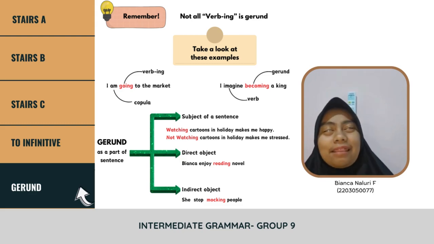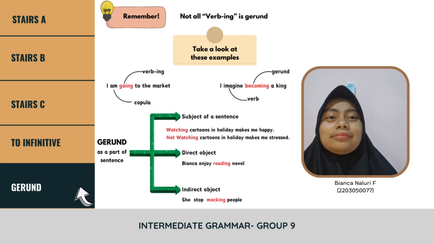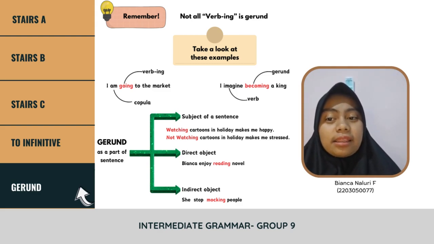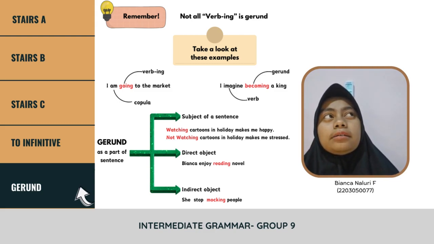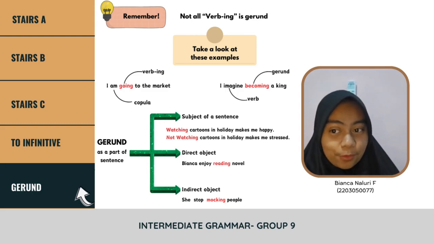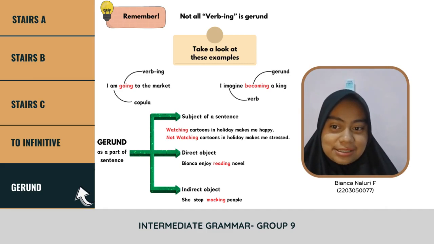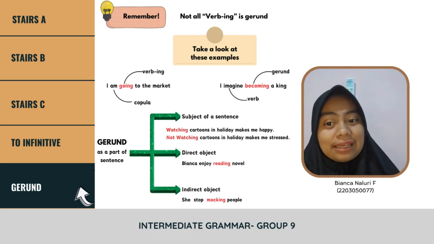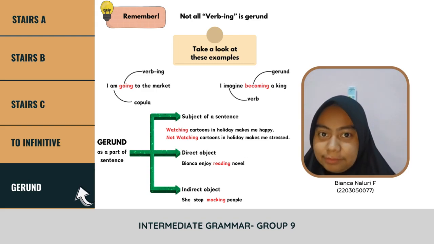Let's take a look at another example, like drinking cola is my happiness. That's it. So the verb-ing here at the beginning of the sentence is a gerund. What if it is in the negative form? It will be like this: not watching cartoons in holiday makes me stressed. You can put not in the beginning before the gerund.